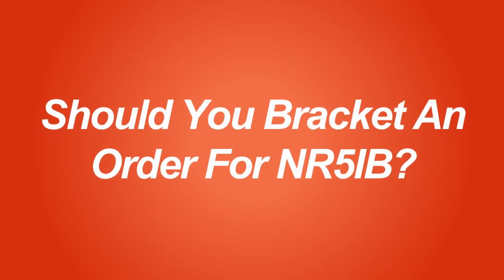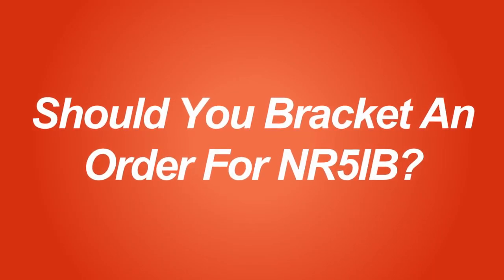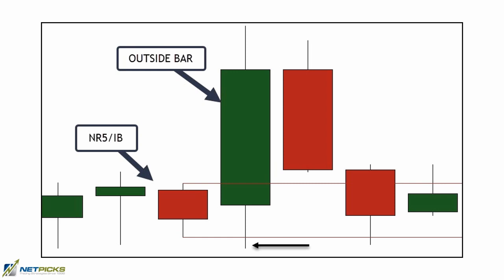Now, should you bracket order an NR5 inside bar? A bracket order would just be setting a buy stop above the high of the inside bar and a sell stop below. Now, we never know which way the volatility expansion is going to take place, right? So this would allow you to get into a trade in either direction. The big issue with this is whipsaw. The price heads to the downside, reverses, and rips back to the upside, often forming an outside bar.